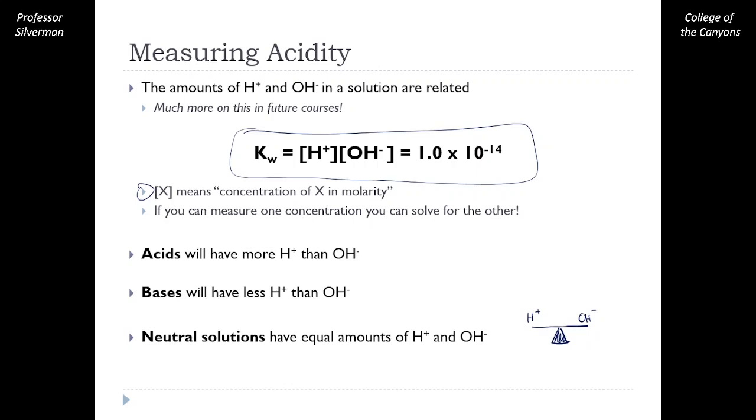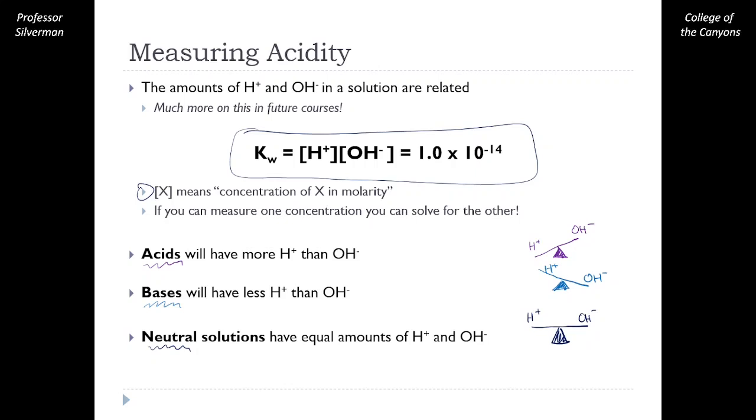If you have exactly equal amounts of H+ and OH-, this is going to be considered neutral. In acid solutions, this seesaw is going to be tipped towards the H+. We're going to have more H+ and less of our OH-. For bases, the opposite will be true. When you have extra hydroxide compared to your H+, your solution is going to be basic.